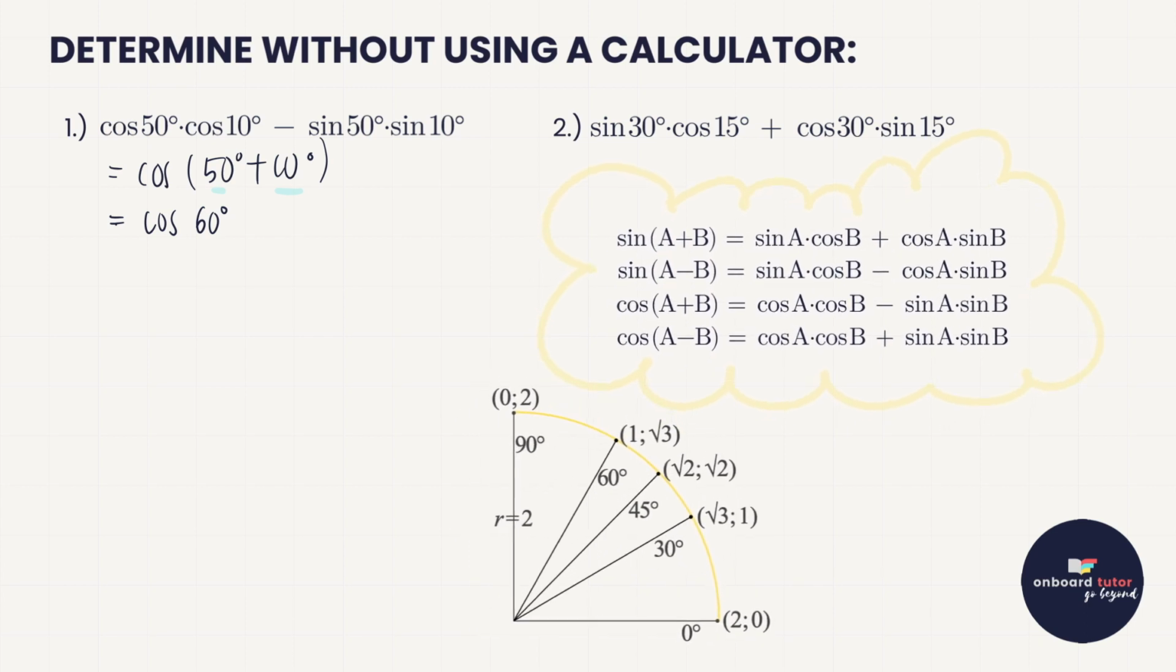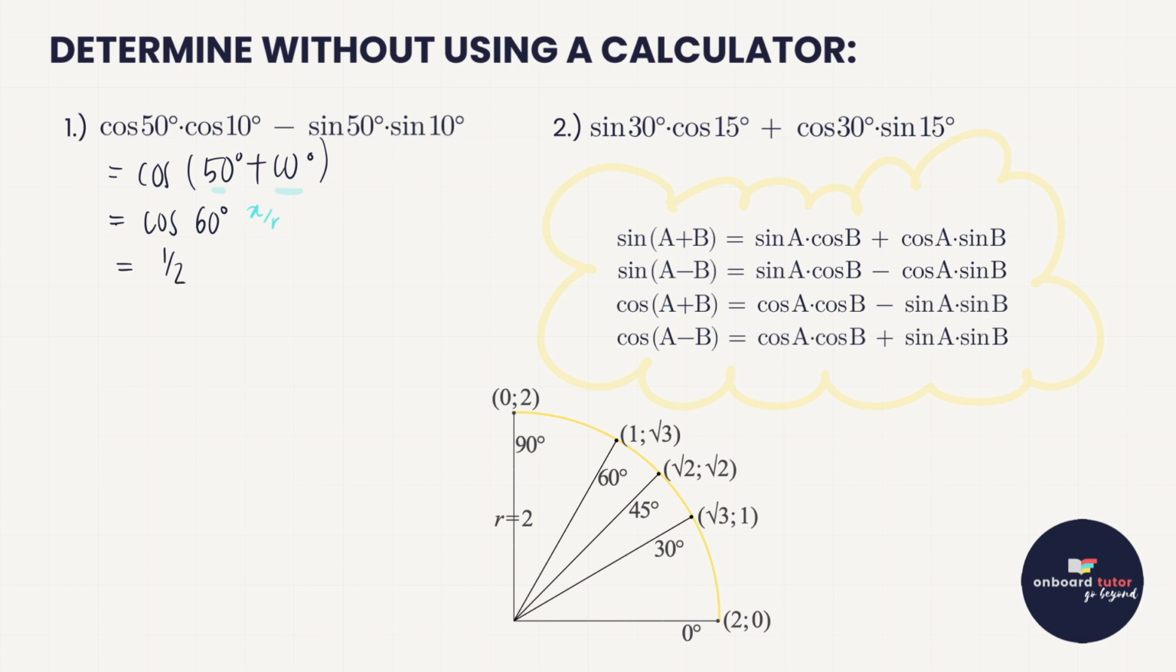Let's see. Cos, from our knowledge of sine, cos, and tan, cos is x over r. So we go to the 60 degree line, and we say the x coordinate there is 1, the r value is 2. So that can then be rewritten without using a calculator as 1 over 2.